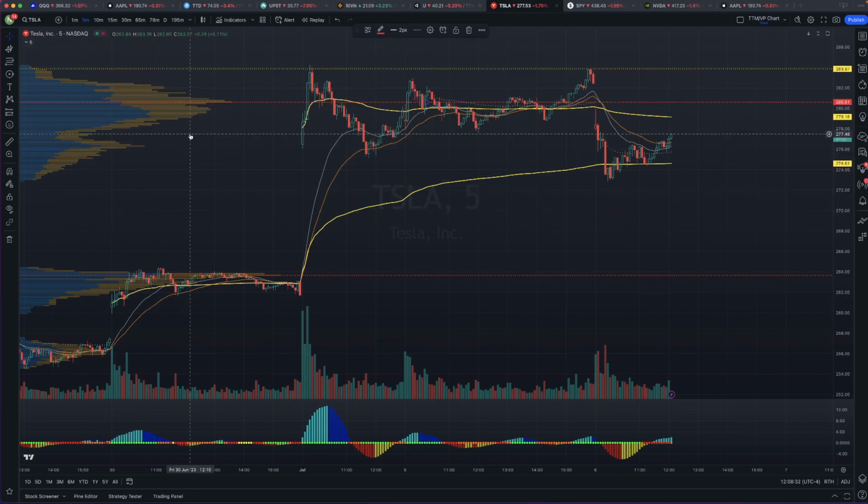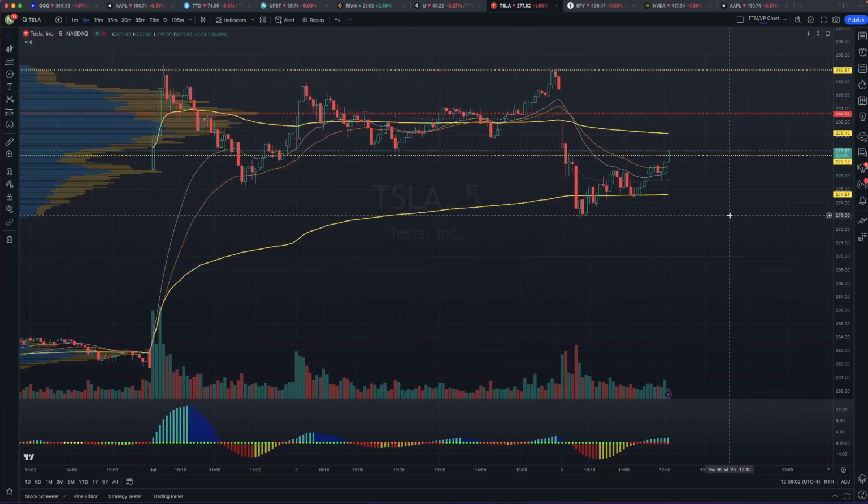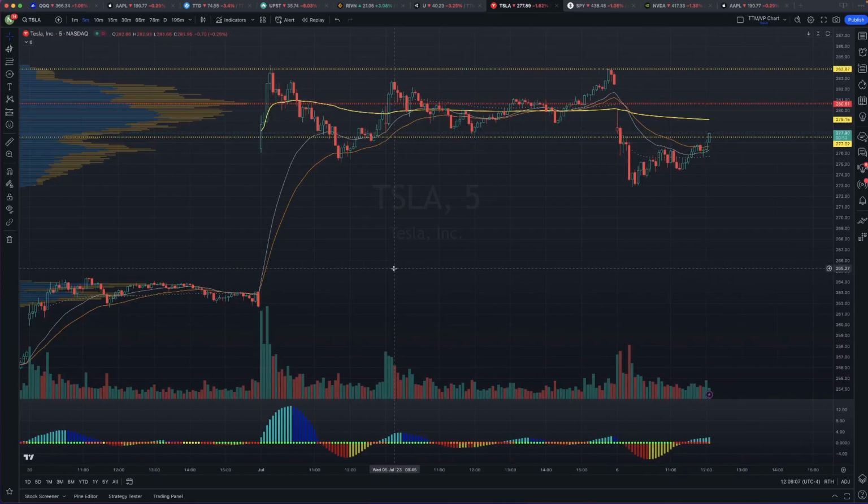And then I'm going to come in right to about here. Now this is where it becomes more of an art form than a science, in my opinion. I'm going to put a value area low right there. And for me, that level is 277.48. We are coming up into that level right now. Okay, I'm going to get rid of that anchored VWAP.